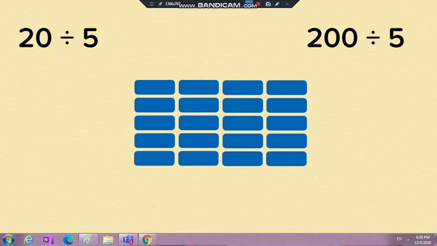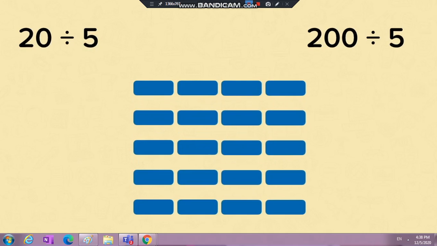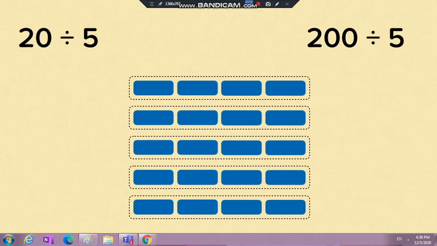Let's start by dividing 20 by 5. You can probably do this in your head already, but we're just going to use a model that will help us when we move on to 200 divided by 5. So here we have 20 blocks and we need to divide them by 5. Split these 20 blocks into 5 groups. We get 4 in each group. So 20 divided by 5 equals 4.